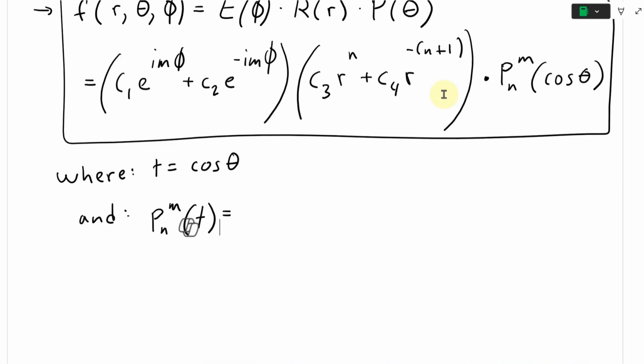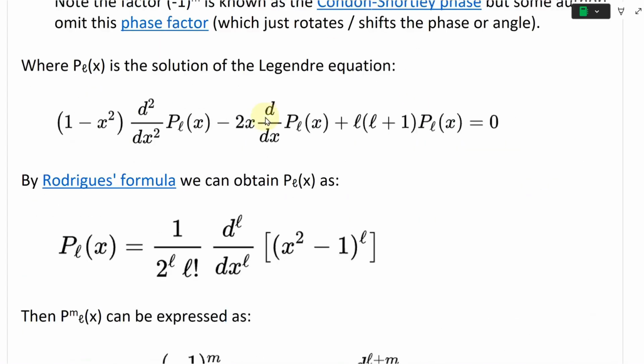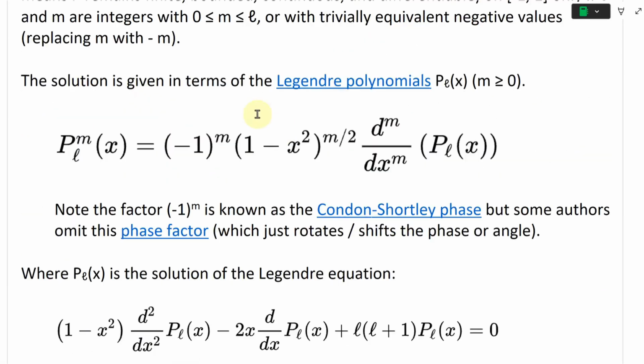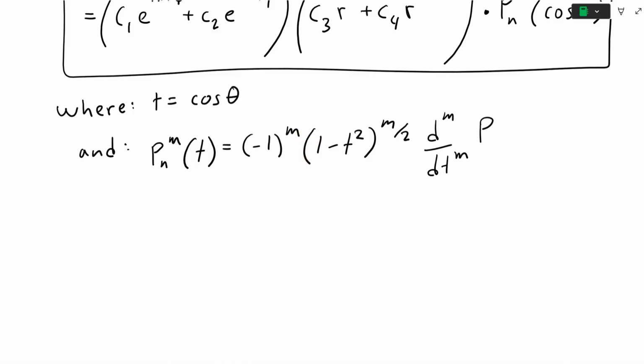So that's going to be now negative 1 to the power of m times 1 minus t squared to the power of m over 2, and then times d^m over dt^m, the mth derivative of P_n of t, the regular Legendre polynomial.